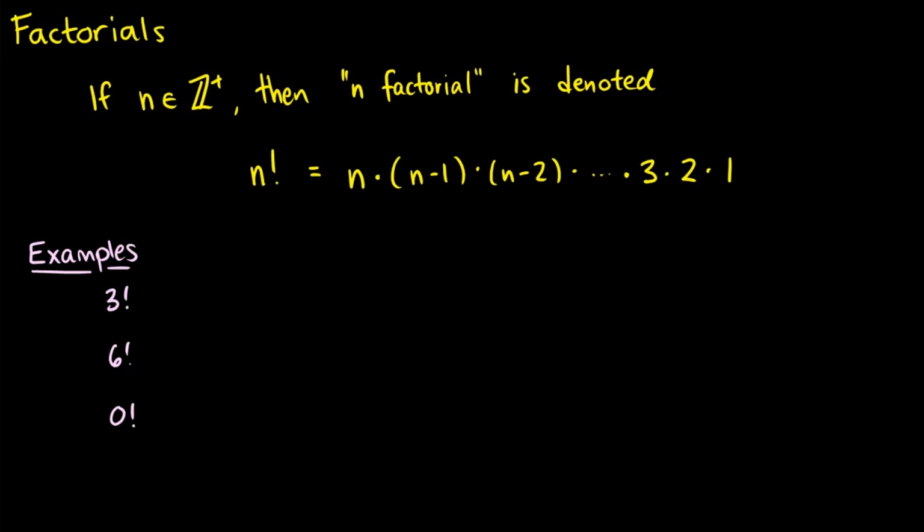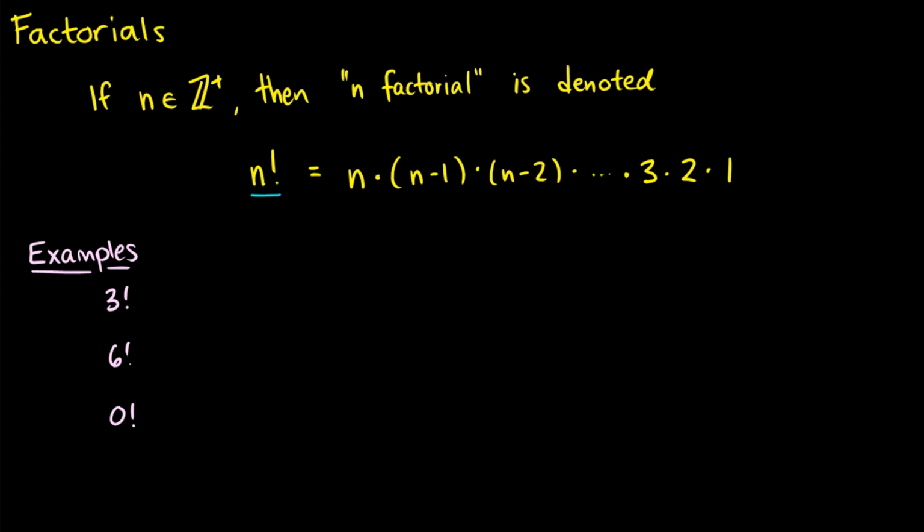In this video, we're going to introduce factorials and permutations. Factorials are those numbers that have the exclamation mark after them. We say that if n is a positive number, then n factorial, written n exclamation point, is just n times n minus 1 times n minus 2, all the way down until 1.